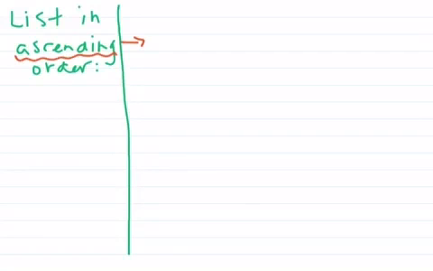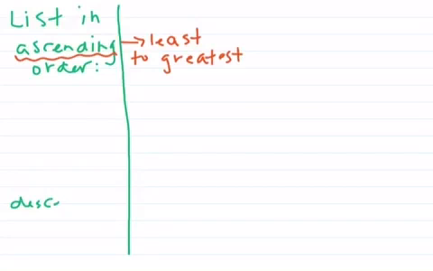Okay, I want you to list these in ascending order. Remember that ascending is least to greatest. Descending, and we can go ahead and write this. And down here, you guys know these vocabulary words already, is greatest to least.